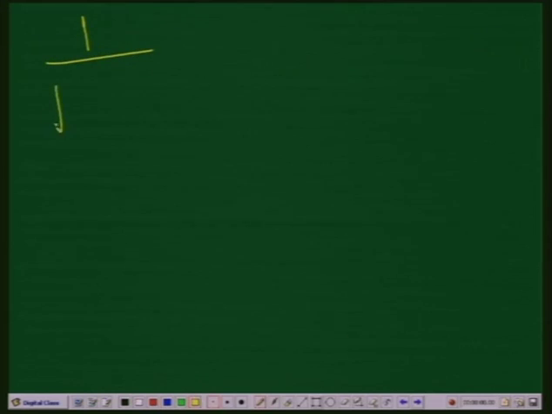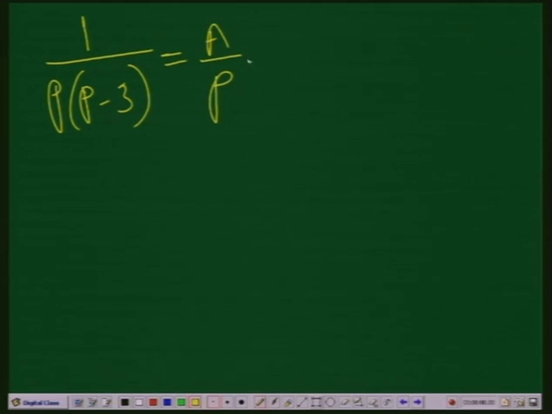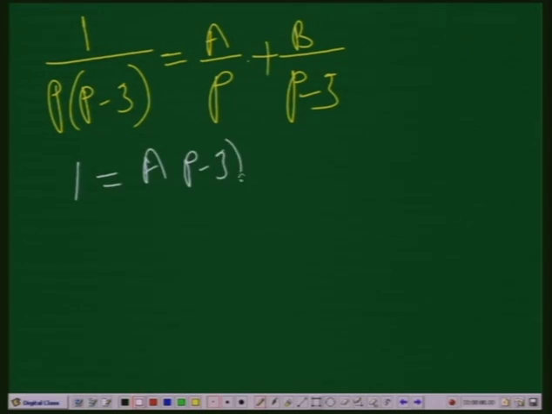One by p into p minus 3. There are many ways of resolving this into partial fractions. The elementary one is, for this linear factor, associate one constant a by p. For another linear factor, associate one more constant b. So it is a by p plus b by p minus 3. Take LCM to get 1 equals a into p minus 3 plus b into p.